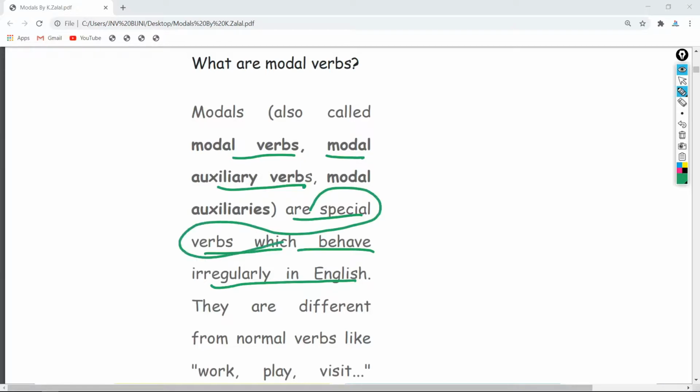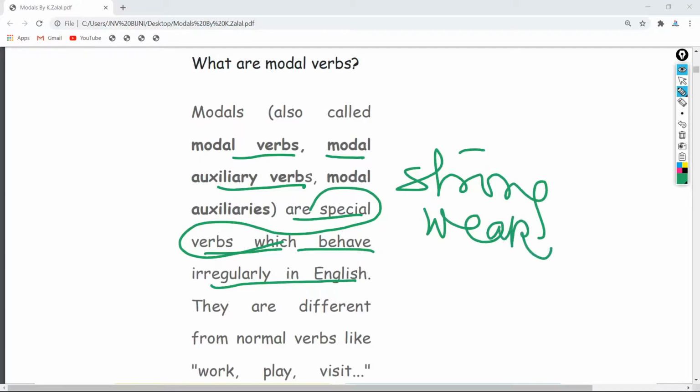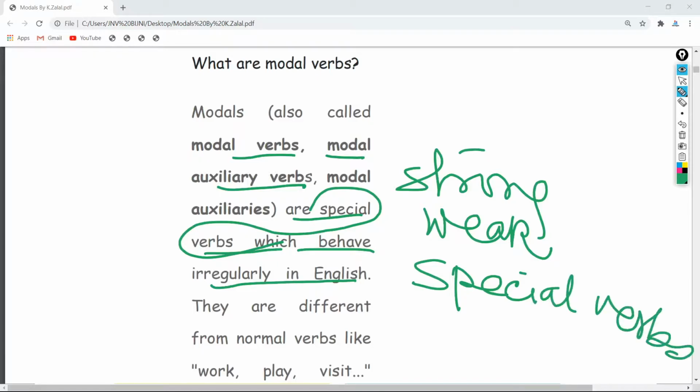They are neither the strong verb nor the weak verb. They are special verbs. They are different from the normal verbs like work, play, visit.